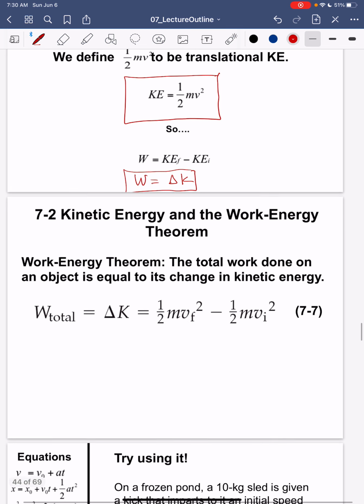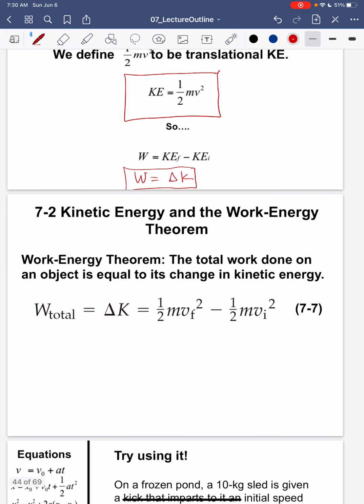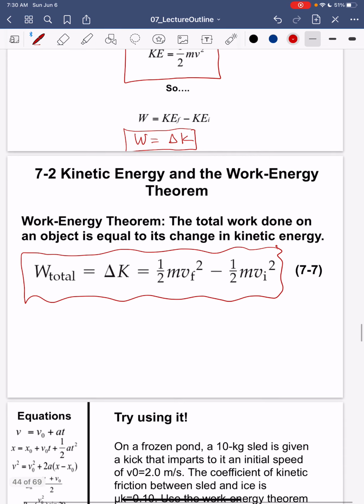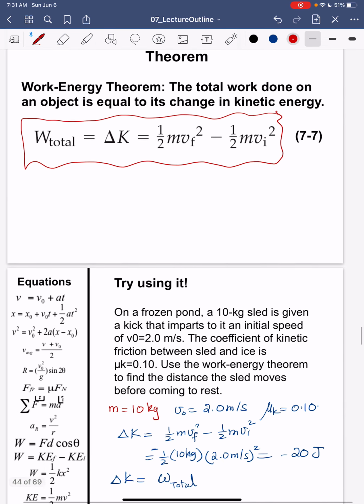The work energy theorem means that the total work done on an object is equal to its change in kinetic energy, and this is the general equation that we have: W total, the total work done, equals the change in kinetic energy, 1/2 m v final squared minus 1/2 m v initial squared.